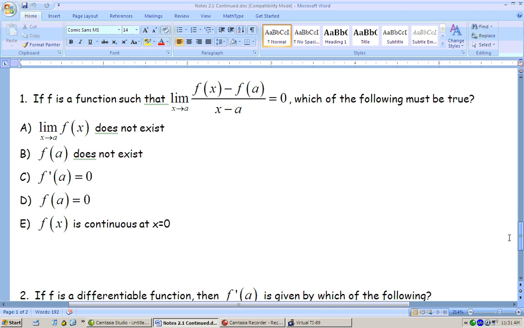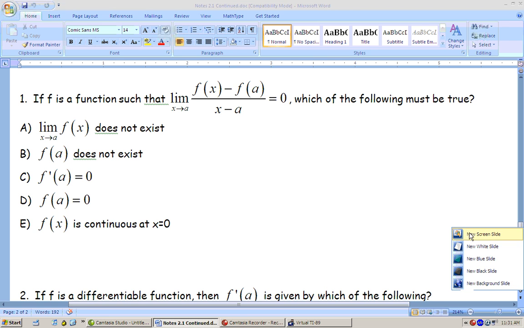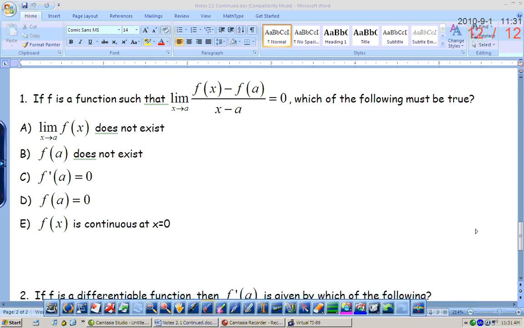Okay, look at this multiple choice question. If f is a function such that the limit as x approaches a of f of x minus f of a over x minus a equals 0, which of the following must be true? What is this a formula for? The derivative. The derivative at what x value? A. So this is basically saying that f prime of a equals 0. So is that a choice? Yes. And there will always only be one right answer to a multiple choice question.